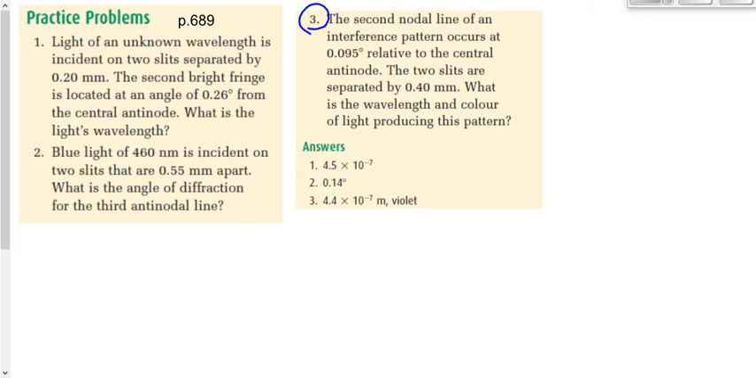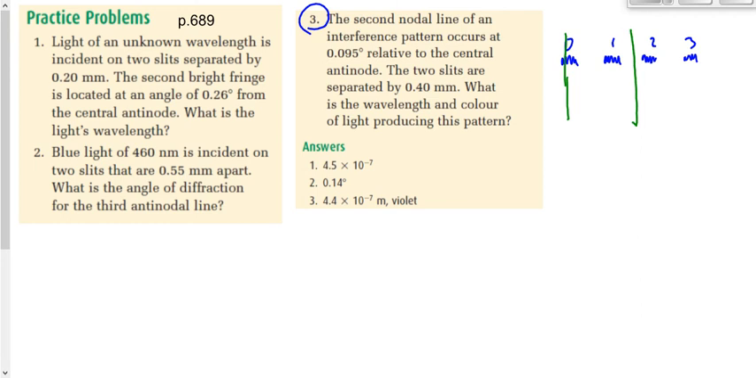It says the second nodal line of an interference pattern occurs at 0.095 relative to the central antinode. It can get a little bit confusing what n is here, so let's draw it out. Here's my central antinode, or my central bright spot, or central maximum. Here's my first order. Here's my second order. Here's my third order. And of course, the other side looks the same. I want to find the wavelength from the central to the second order nodal line. That would be this one, right?